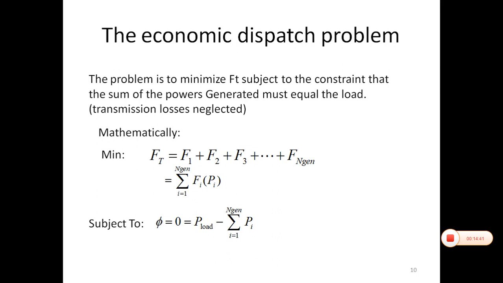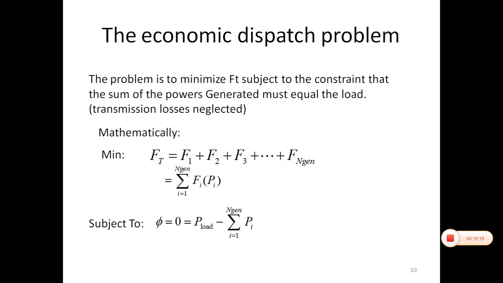Now how will we write our economic dispatch problem? The problem is to minimize Ft, the fuel cost function abbreviation, subject to the constraint that the sum of the powers generated must equal the load. Initially we will neglect transmission losses. We will say that the power generated is equal to your power demand.